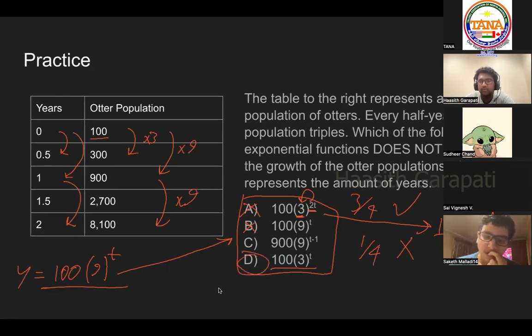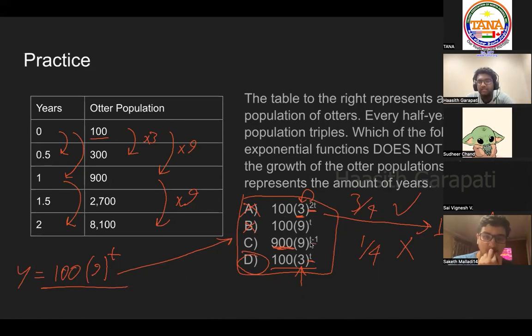D is the correct answer because it has a starting point, but it has an incorrect growth point, and it doesn't have a different value of t to account for that. Now, what about C? Some of you might have picked C because you immediately saw the weird starting point and thought, oh, okay, the starting point needs to be 100, right? This one's 900, therefore C is wrong.